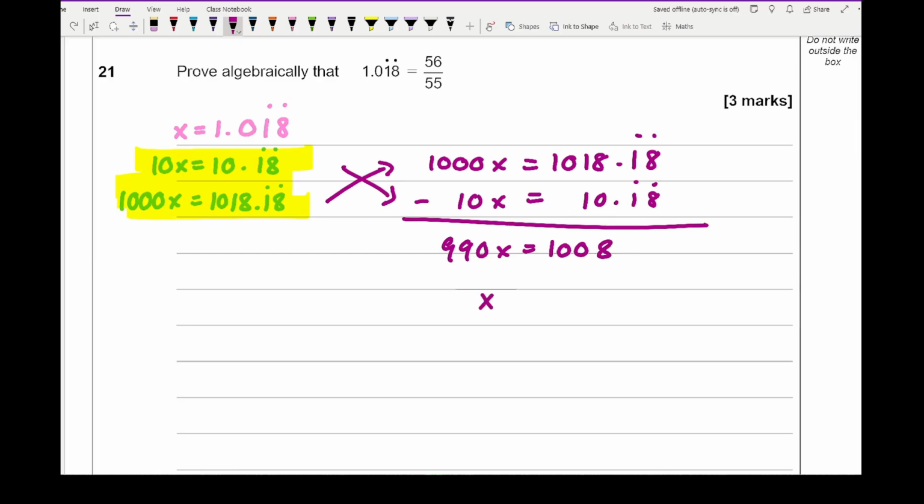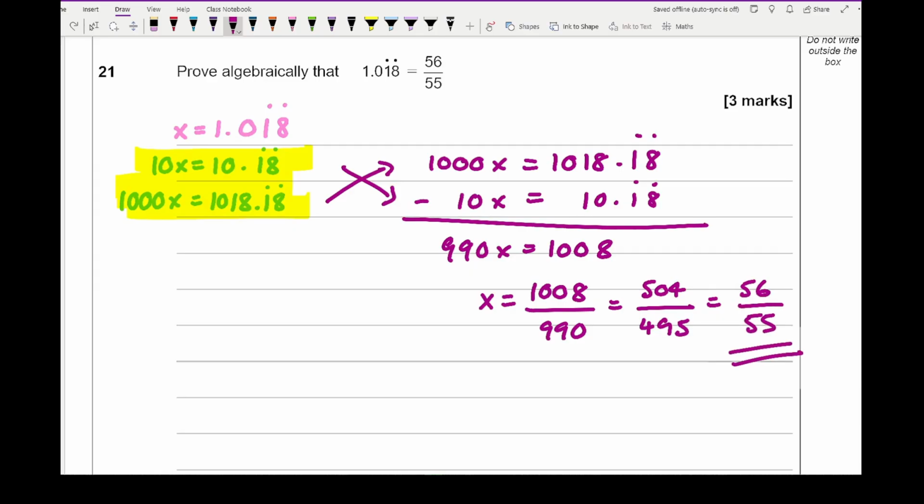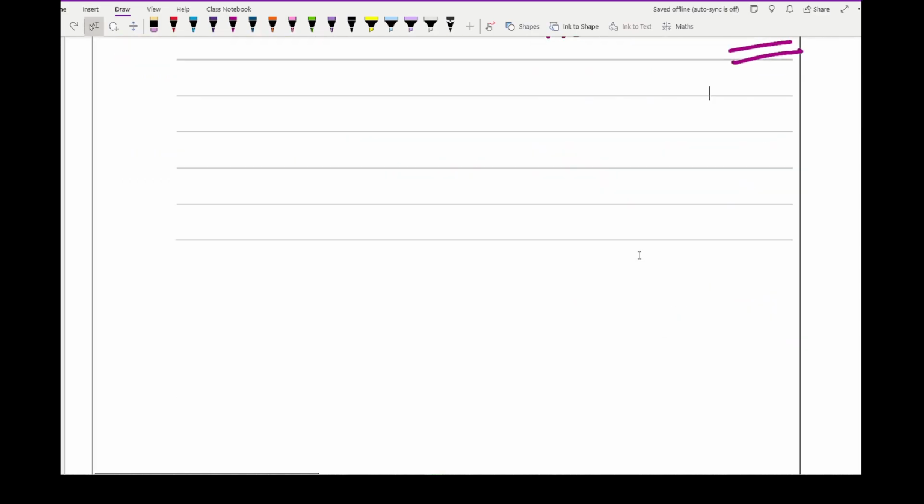1008. Then if I make x the subject, I get 1008 over 990, and then all I then need to do is simplify this. So if I simplify, I get 504 over 495, which ultimately will simplify down to 56 over 55, and there is my answer for that one.